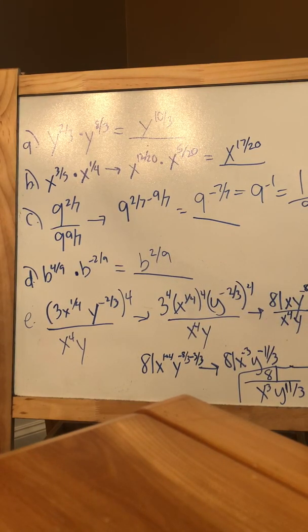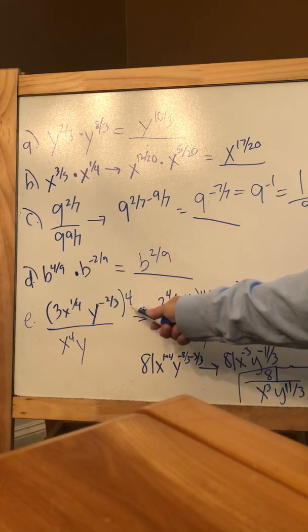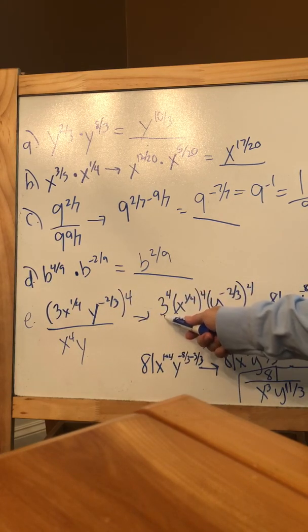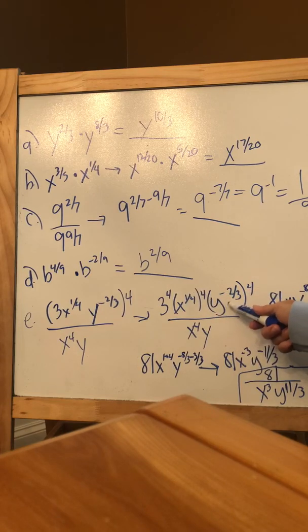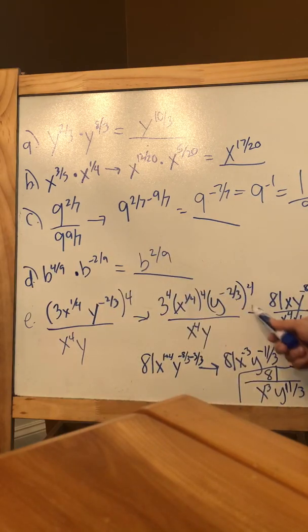All right, the last one, the long one. We have this. All right, so first distribute your exponent of 4. So you're going to distribute it to each section individually. So you're going to have 3 to the 4th. Then you're going to have x to the 1/4 to the 4th. Then you're going to have y to the -2/3 to the 4th. We just took this and distributed it. The denominator stays the same.